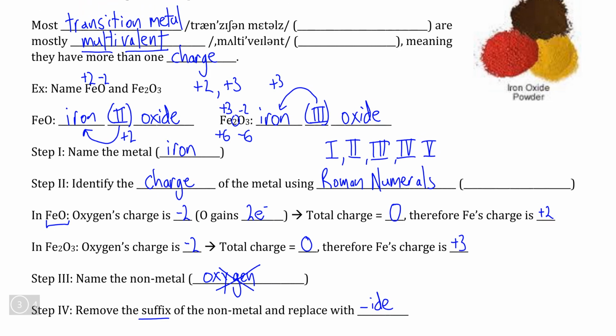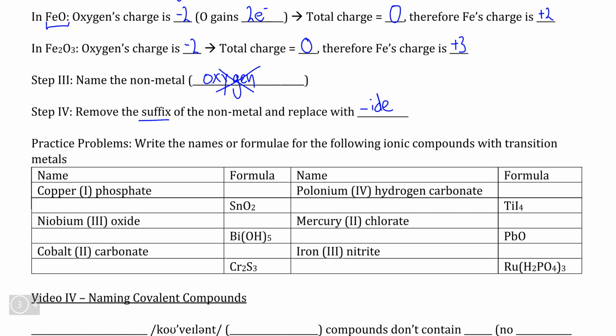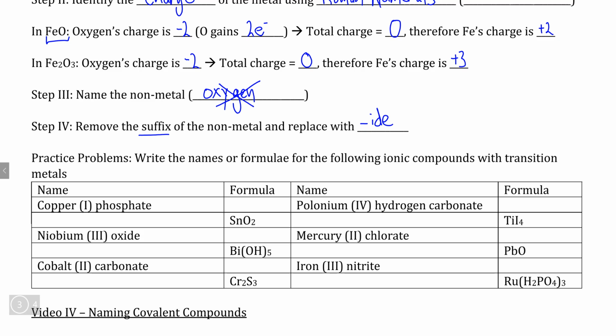To make sure that you get lots of practice with identifying the charge of a transition metal and writing out the names, you can take a look at the practice problems down here, taking examples of names of ionic compounds with a multivalent transition metal and seeing if you can write the formula, and vice versa by taking the formula, identifying the charge of the metal, and writing the name with the proper Roman numeral to indicate the charge.